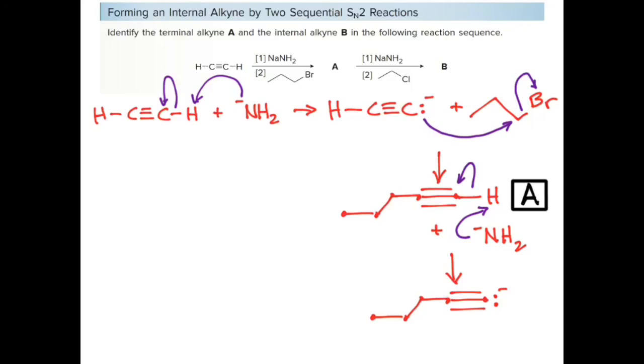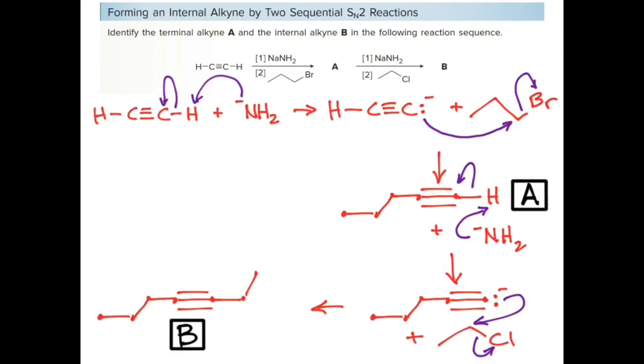And this reacts with the alkyl chloride, and it will attack this electron-deficient carbon right here, cleaving this sigma bond between the carbon and the chlorine atom, which results in the formation of the final product, which is an internal alkyne.